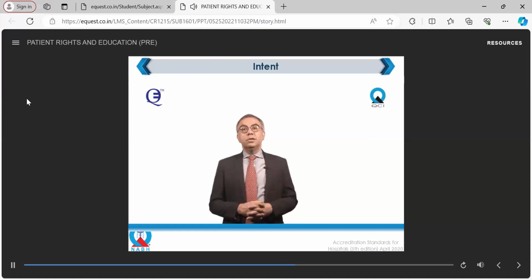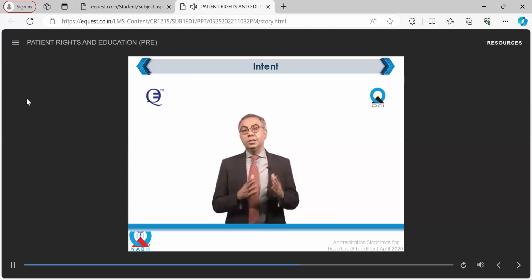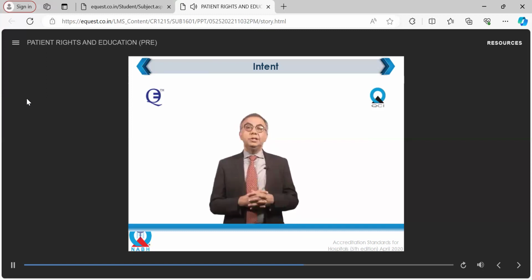The consent form shall be a minimum bilingual, and when consent is taken in a language other than what the patient understands, so the language on the consent form is different from the language in which the patient is explained to, then there should be a clear documentation detailing the language in which the patient has been counseled, and if an interpreter has been used or not, that should also be mentioned.